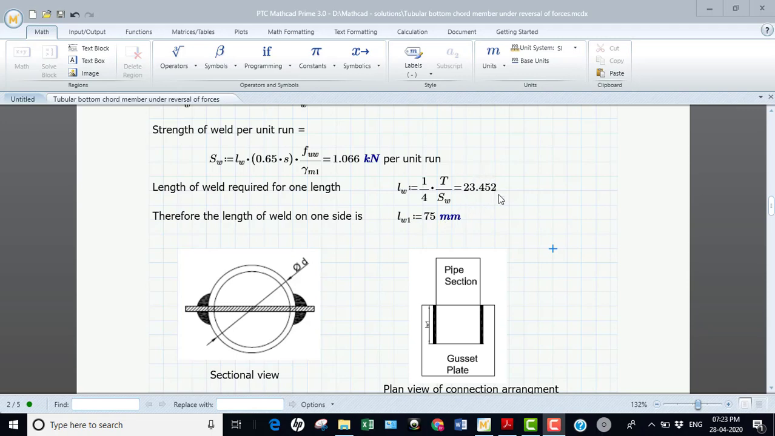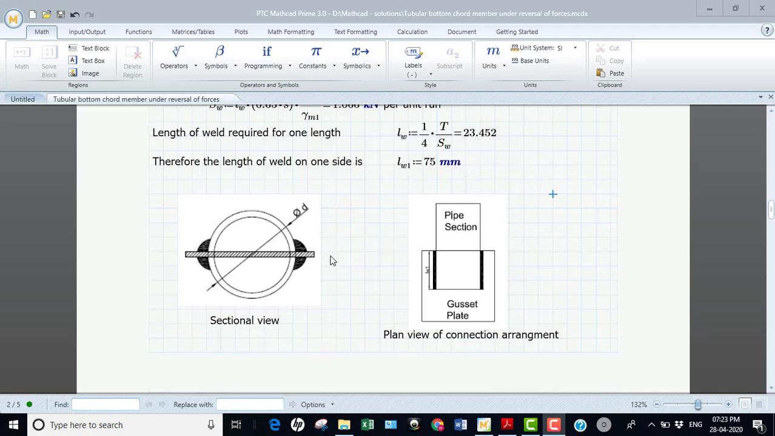But this length is going to be very critical in transferring the load from the pipe to the gusset plate. Therefore, after a number of trials, I came to know that the length of the weld should be approximately 3 times the length required. When I explain the block shear failure, you will see the importance of this length of the weld. Therefore, I am taking the length of the weld as 75 on one side. This has to be carried out to ensure the connection against rupture.